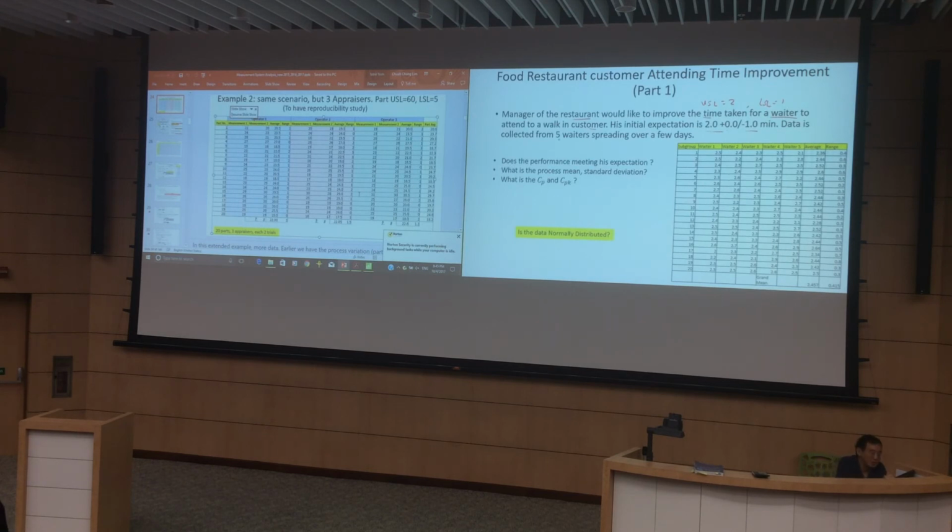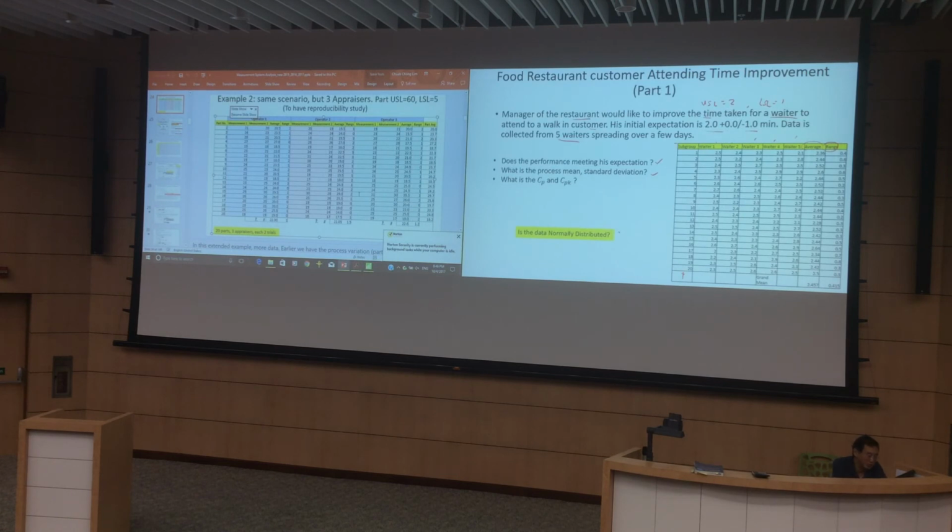So he has 5 waiters, and takes this data over a few days. With waiters 1, 2, 3, 4, 5, we use a normal control chart with the range, taken over several days, about 20 samples. So how are we doing? You look at this data: what's the process capability, what is the standard deviation, what is the average? Can they meet the spec performance or not?